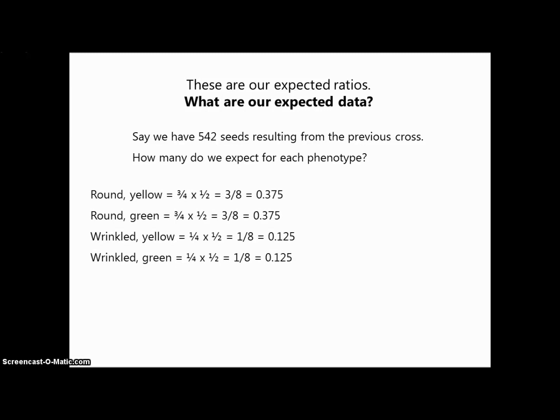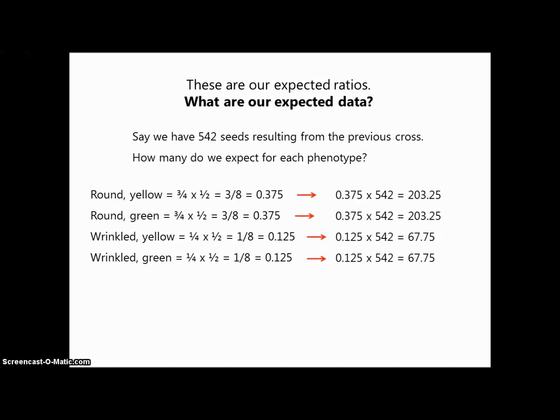Well, these fractions are also essentially probabilities. And we can use those probabilities, multiply them by the total, 542, and we get the expected number of seeds in each phenotypic class. So that's our expected data.